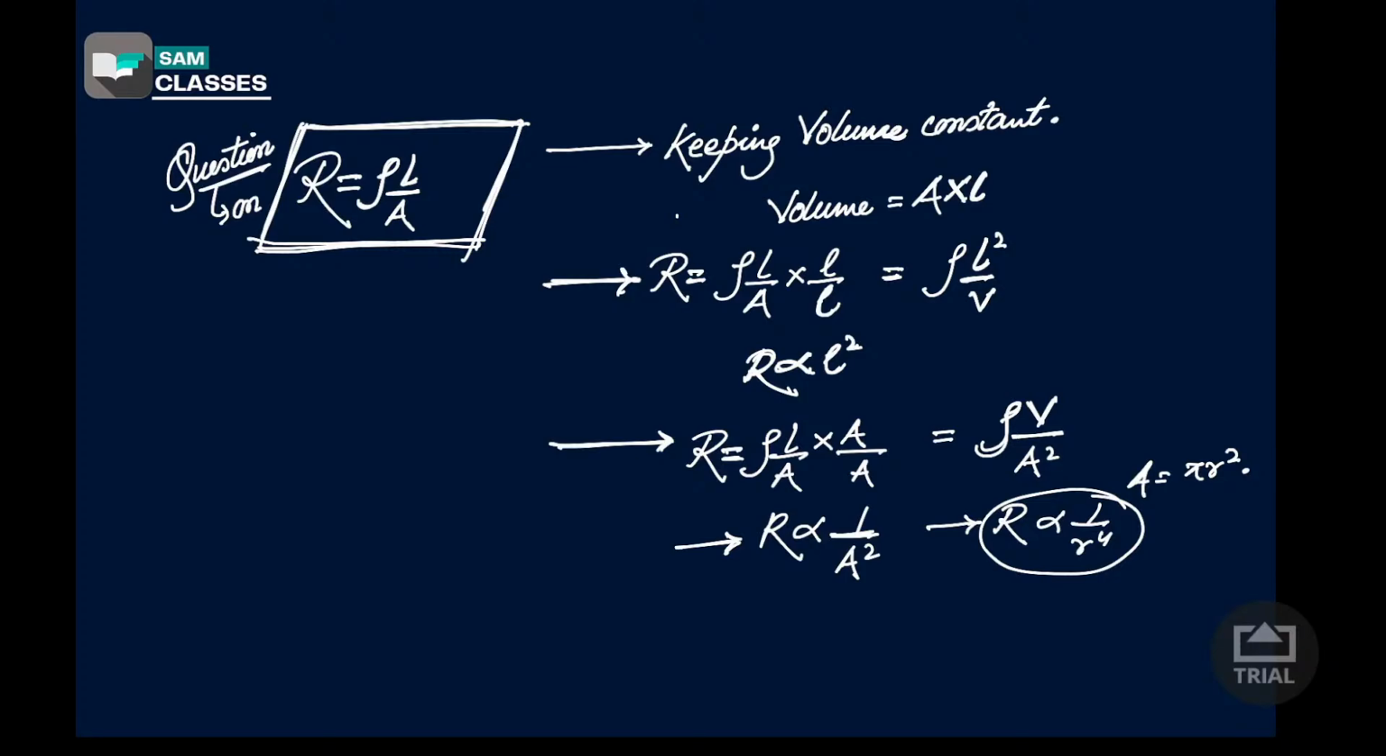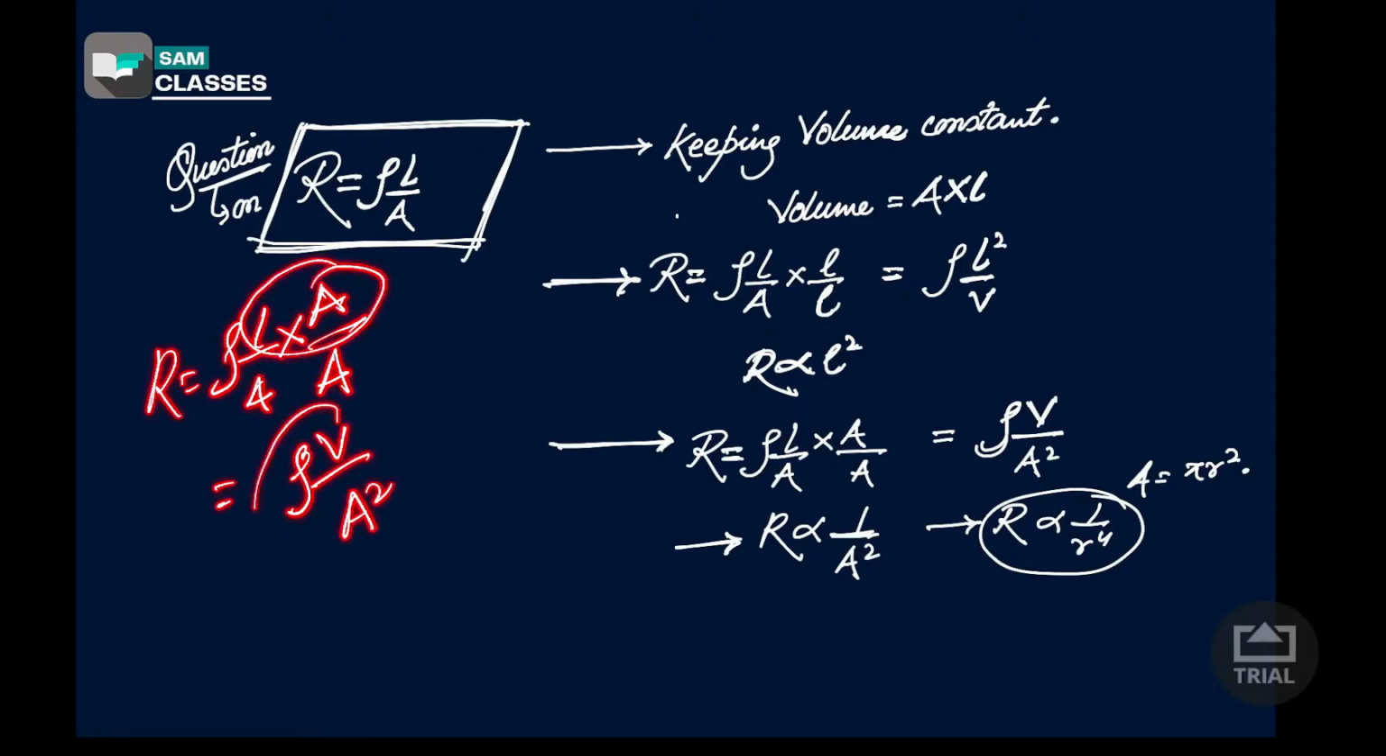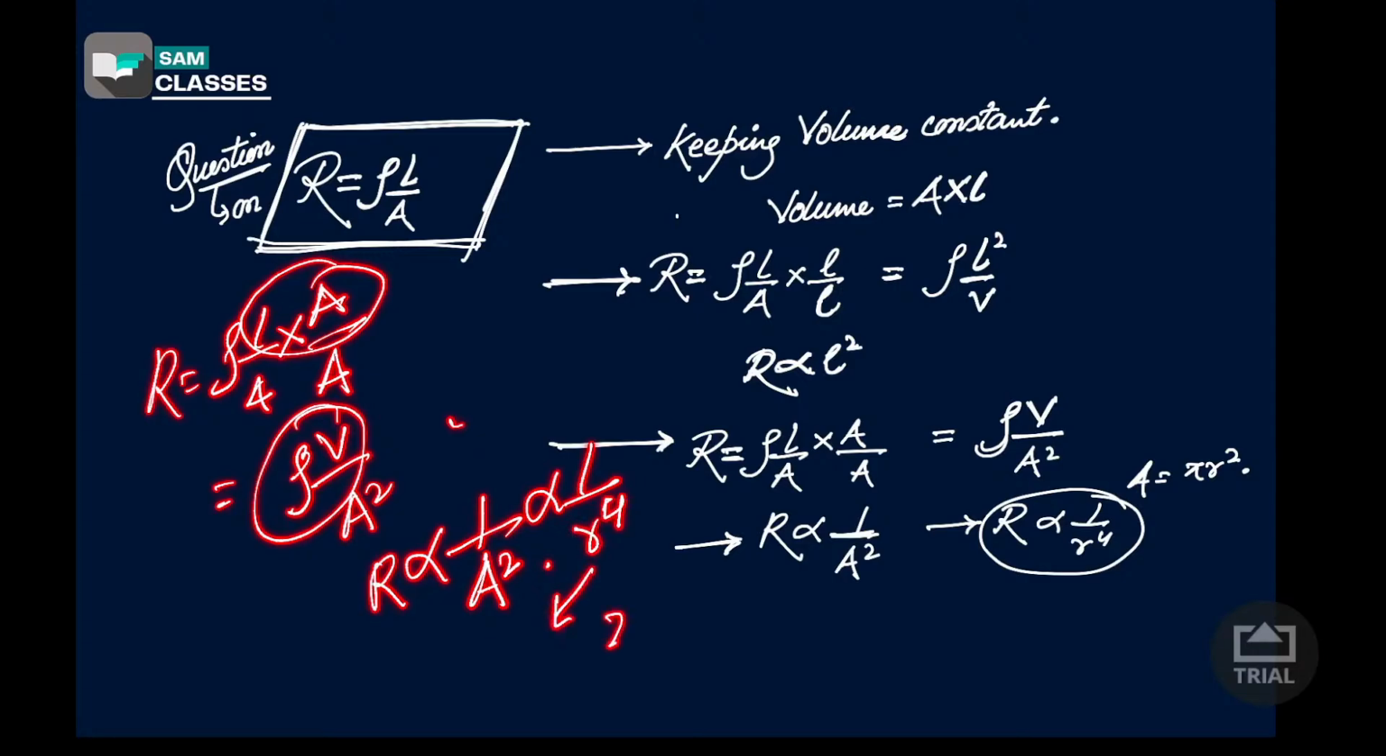What about the second part? Let's see, if they're changing the area. So R is equal to what? Rho L by A. Now I need to keep the area, so let's multiply top and bottom with A. So what will I get? Rho L into A is V, by A square. Now see, these two are constant. So R is inversely proportional to A square. So R is inversely proportional to area, which means pi r square, so r power 4.